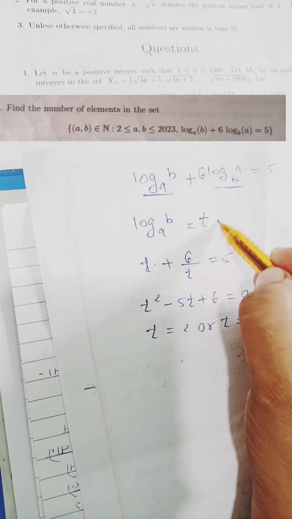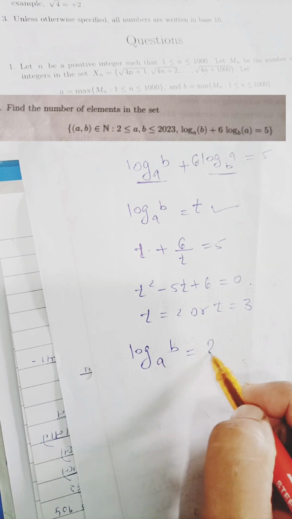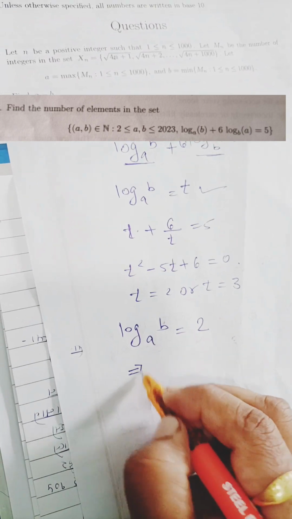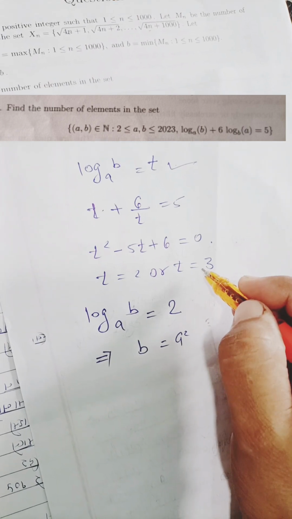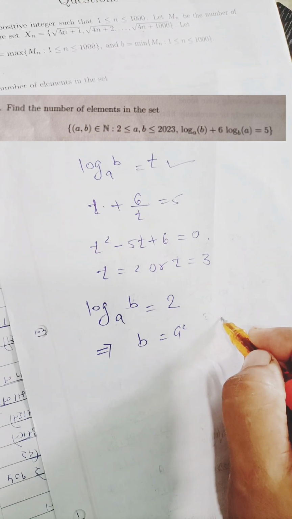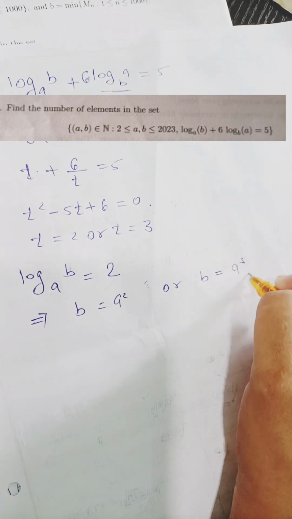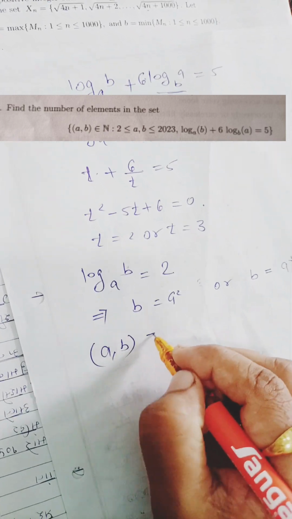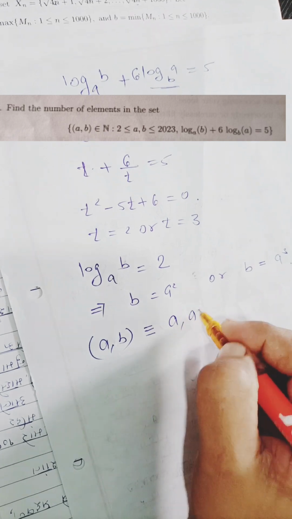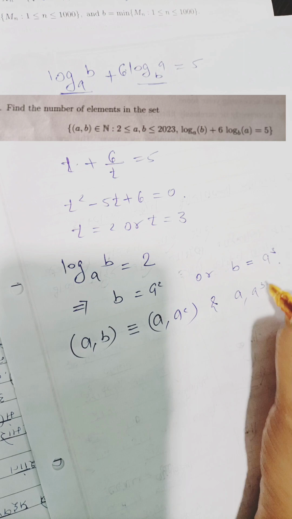Okay, now what is our T? Log of B base A equals 2, therefore we can write B equals A square. And if we take T equals 3, then we will get B equals A cube. Okay, so for our set here, the ordered pair (A, B) is (A square, A cube).